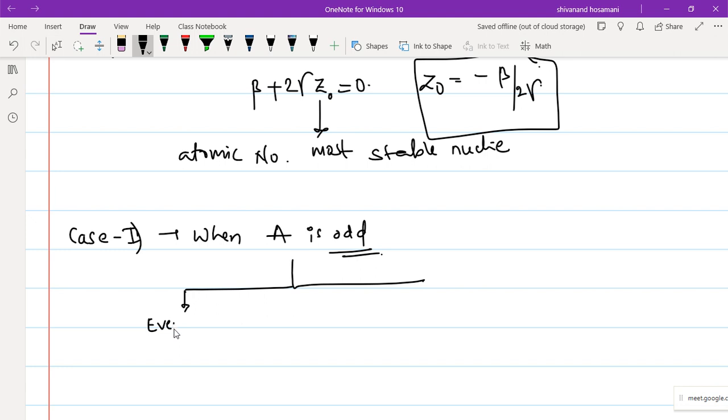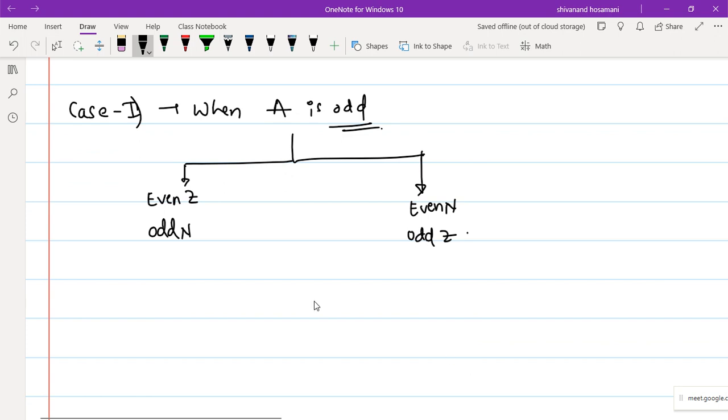One is even Z, odd N, which is odd. Then the other is even N and odd Z. In both these cases, what about the delta term? Delta is treated as 0 because there is no pairing. If it is completely odd or completely even, then we calculate the delta term. But here delta is equal to 0.